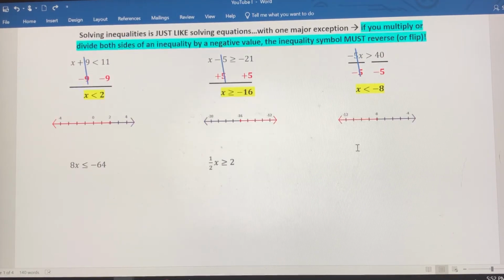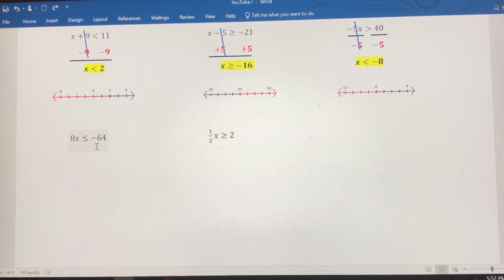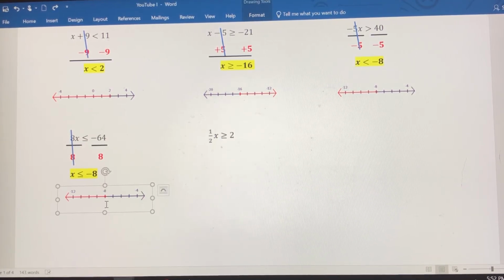Two more examples. 8 times x is less than or equal to negative 64. I want to divide both sides by 8 to get x by itself. On the left, the 8's cancel out. I'm dividing by a positive, so the inequality symbol stays the same. X is less than or equal to negative 8. Let's plot that on a number line: a closed circle over the negative 8, and less than means we're going to the left.